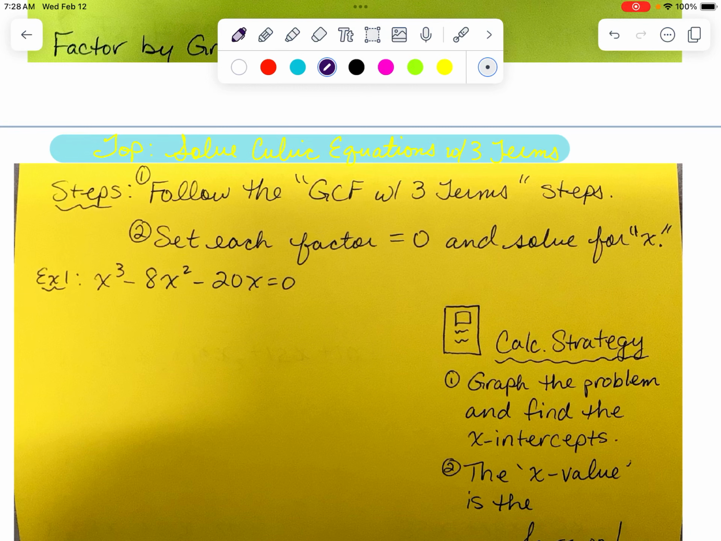In this video, I'm going to show you guys how to solve cubic equations that have three terms. So the first thing we're going to do is follow the greatest common factor steps. That means we're going to look for the biggest number that goes into each term, and then we're going to subtract out the lowest exponent from each term, looking at the variables. Then we're going to set each of the factors equal to 0 at the very end and solve.